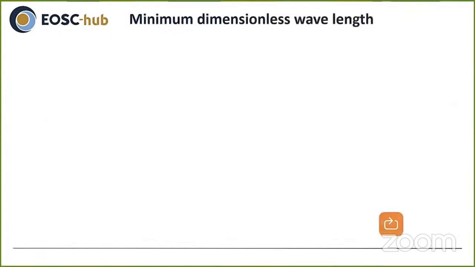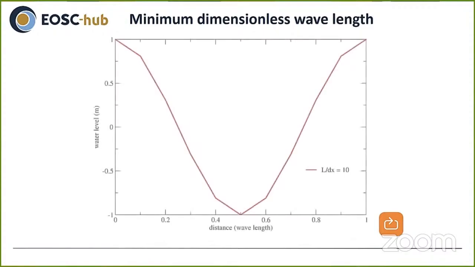Suppose you are modeling the propagation of a wave and that you decide to use 10 nodes per wavelength. That's what you see here, this L over delta x equals 10. This is how the model sees your wave. Your sinusoidal wave is clearly not properly reproduced.